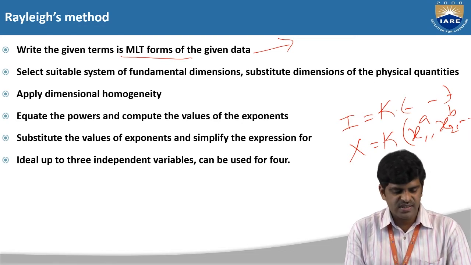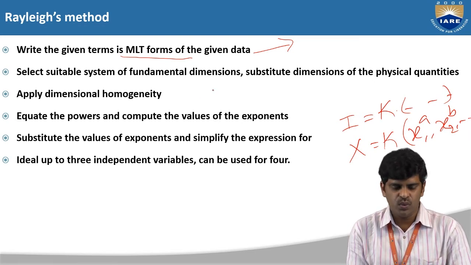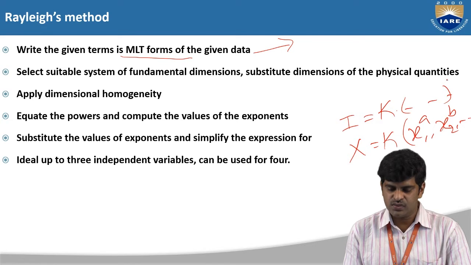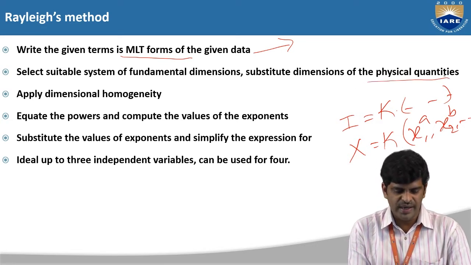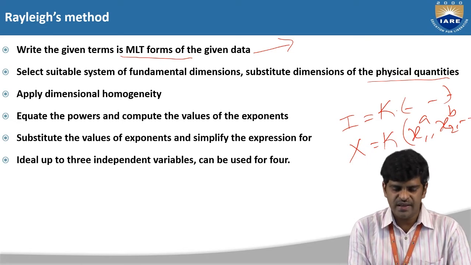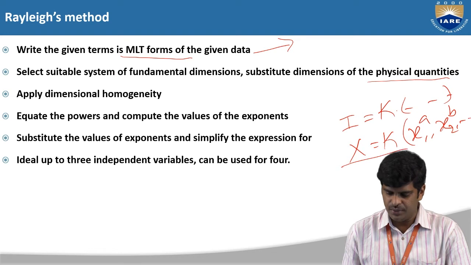Now select a suitable system of fundamental dimensions. That is, we are going to use here Rayleigh's method and as well as the MLT system. Substitute the dimensions of physical quantities. Means whatever the quantities are there in the given question, already we had expressed in terms of MLT in the first step. Now those things have to be substituted in this equation.